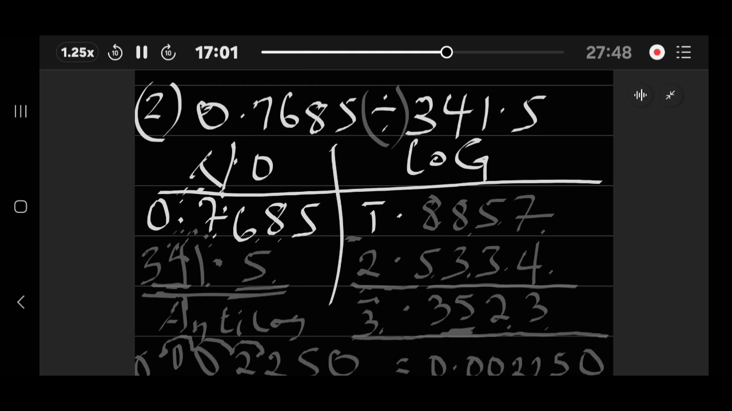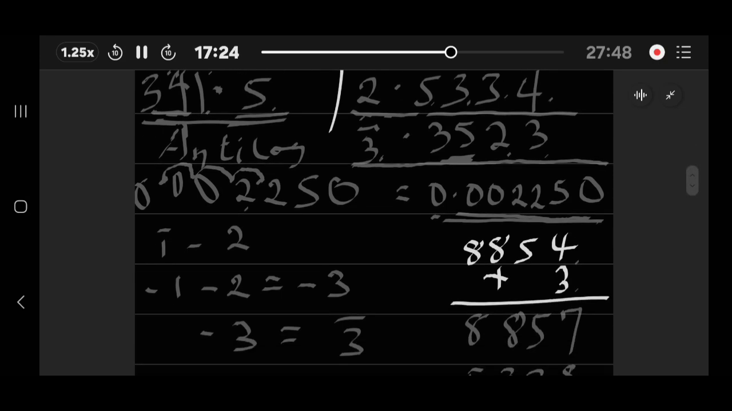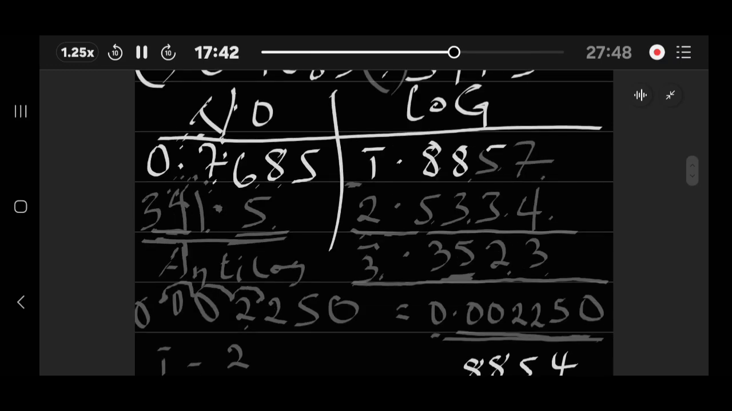And I need to just come down here and do my rough work. 0.76 under 8 will give me 8854. Difference of 5 will be 3. I will now add the difference. If I add the difference, I'm going to be getting 4 plus 3, 7. This is my 8857.